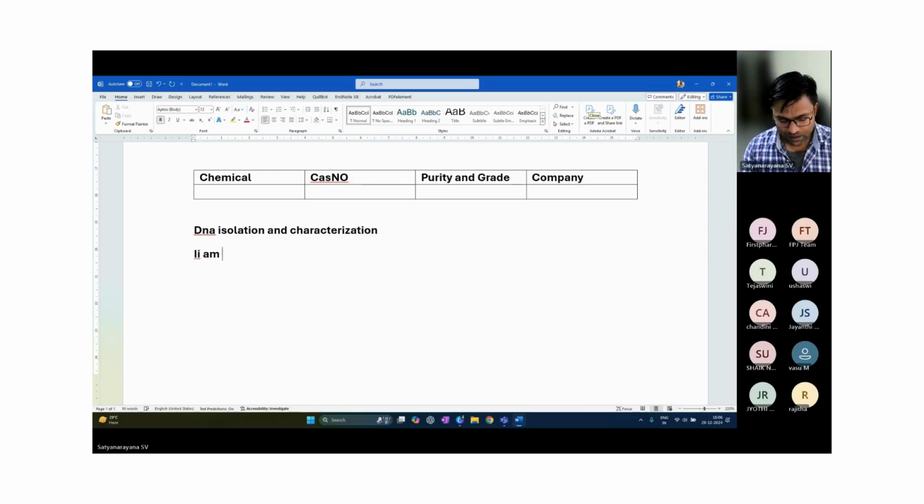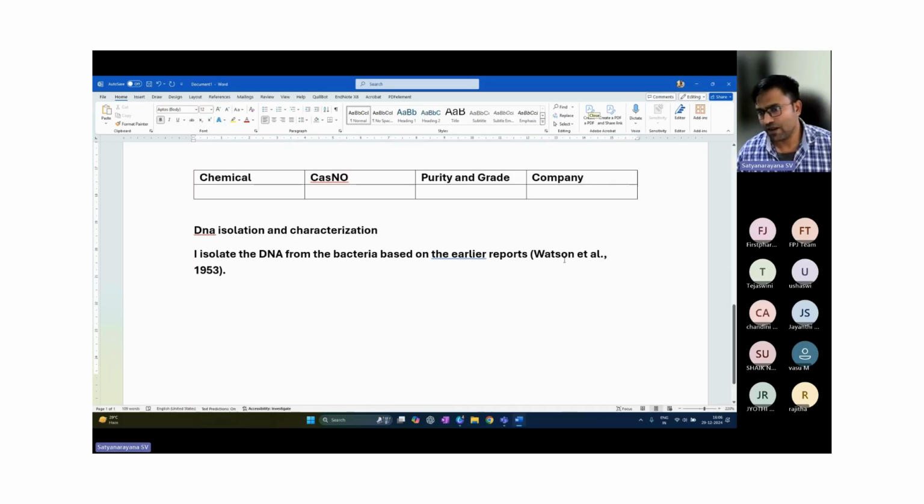I isolated the DNA from the bacteria based on earlier reports. Just mention it like this and cite the author, like Watson, 1953. If there are two or more authors, you must mention et al. It may change according to the journal.